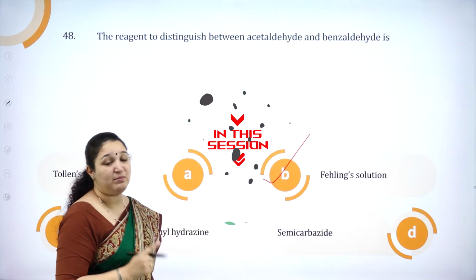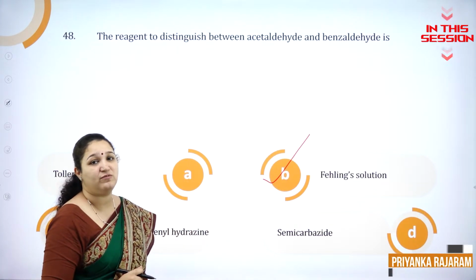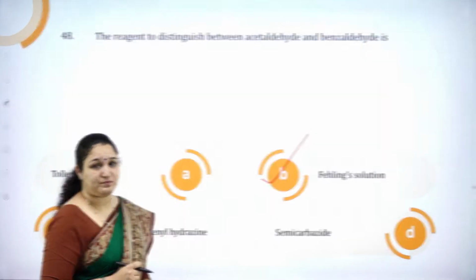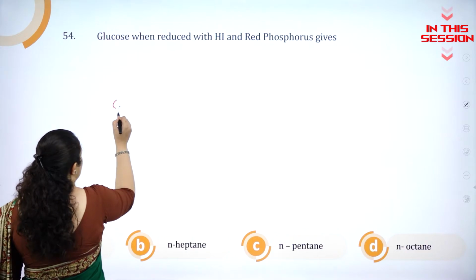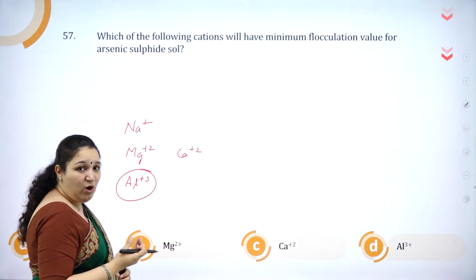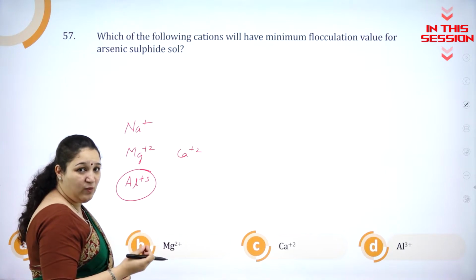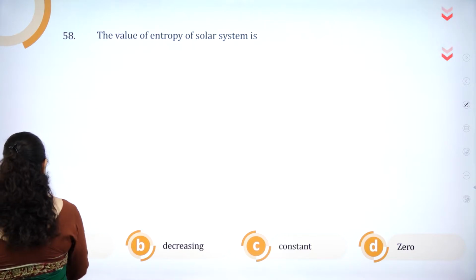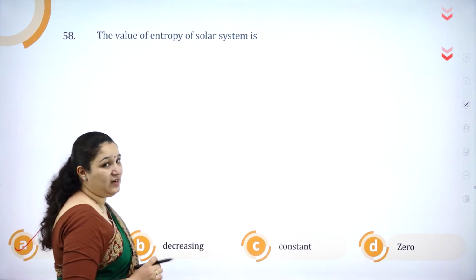Acetaldehyde will answer, but benzaldehyde will not answer Fehling's solution because it's an aromatic aldehyde. Now what is glucose? It is C6H12O6. The amount of the electrolyte required for flocculation will be less. The value of entropy of solar system should continuously increase.